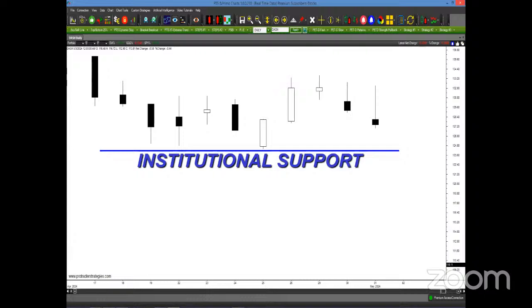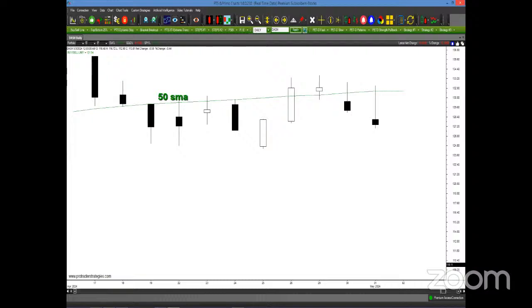But this student said, hey, looking at this chart, there was institutional support because it was holding right there. So basically, you wanted to be a buyer, right? And I said, not really. I said, here's a simple technique. Apply the 50-period moving average. And we see here that the majority of bars are closing below. Sure, we have a couple that close above, but they go right back below. So that's giving us a clue that most of the bias is to the downside.